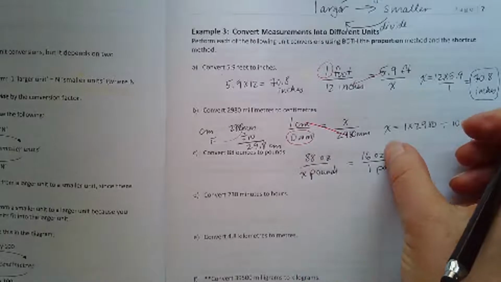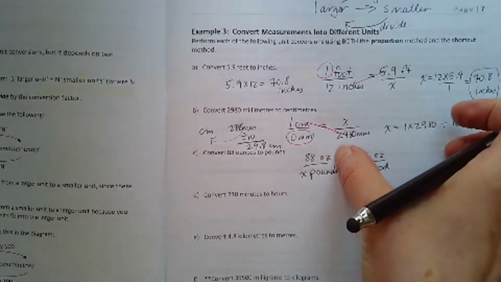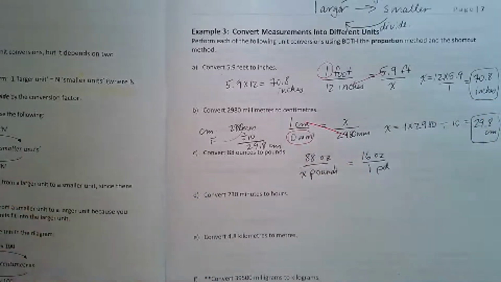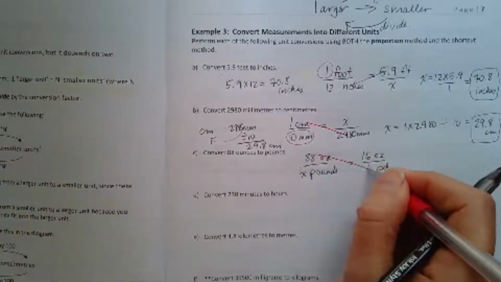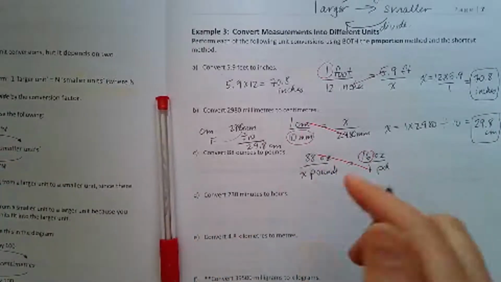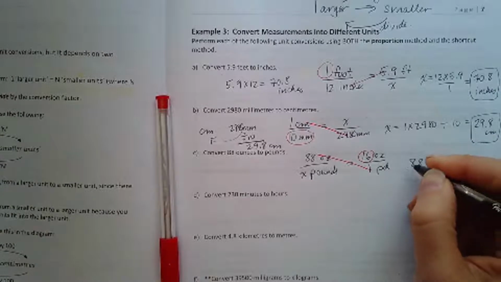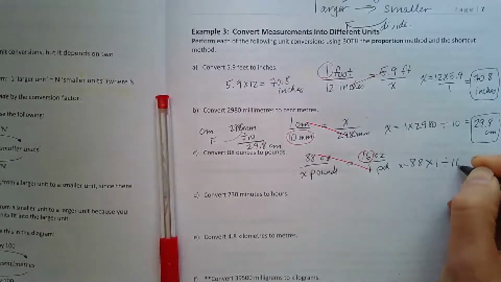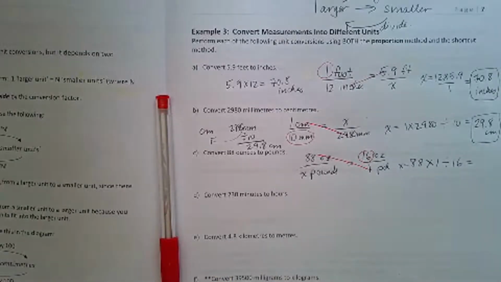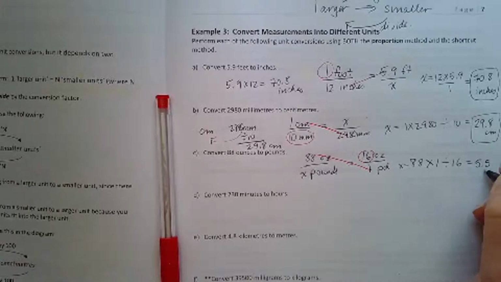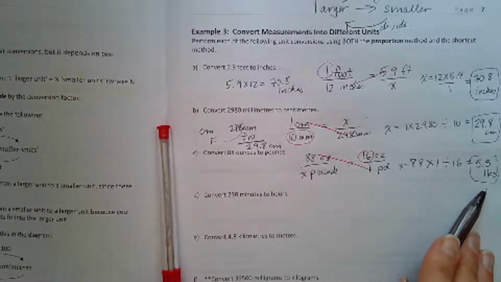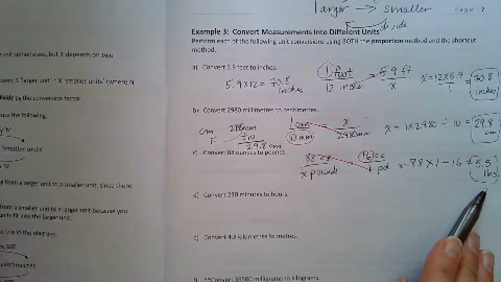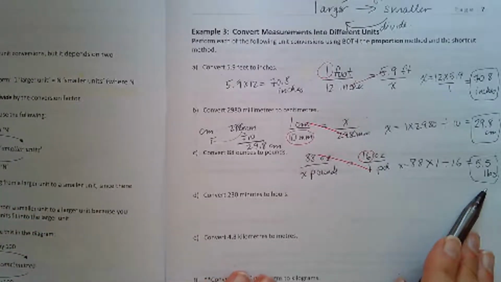Okay, 16 ounces equates to 1 pound. I've got 88 ounces and I don't know how many pounds that equals. So once again, I multiply the diagonal numbers and I divide by the leftover to give me X. All right, so I get 5.5 pounds. And believe it or not, LBS is the short unit, the short version of pounds.